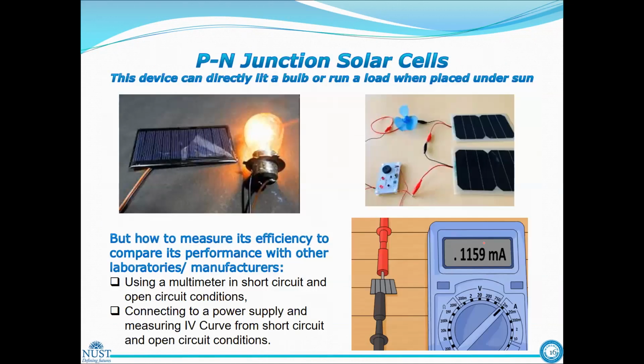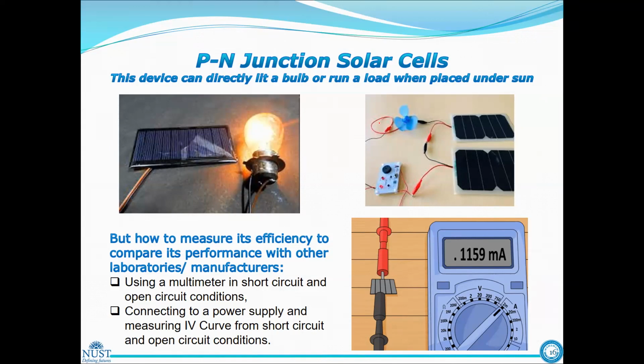Okay, but the problem with a single cell is that it has only around 0.6 to 0.7 volts. So it is not a useful voltage. So we have to join different cells to make a photovoltaic module. And then that photovoltaic module can run loads like a bulb or a small fan, but still it cannot run high-requirement loads. That's why we must join different modules together to make photovoltaic arrays.